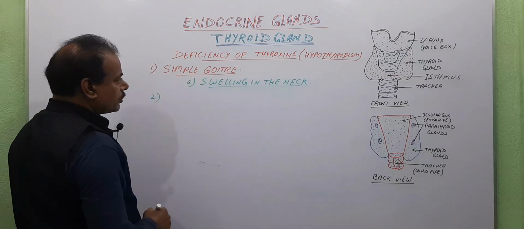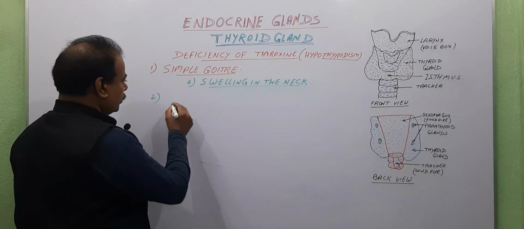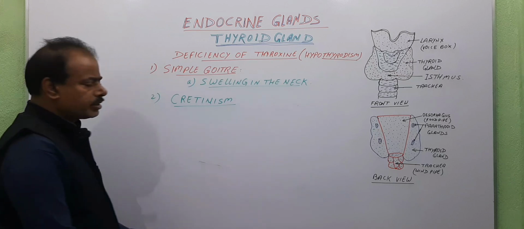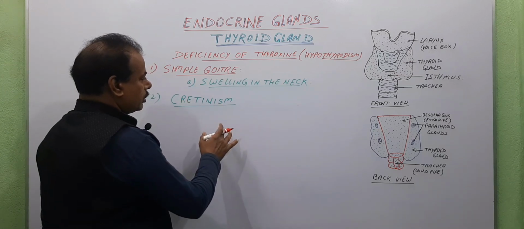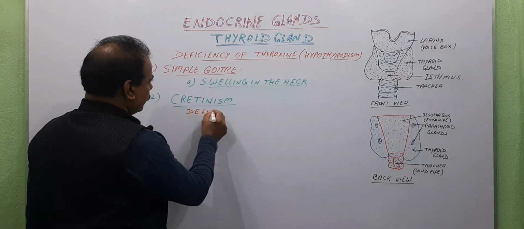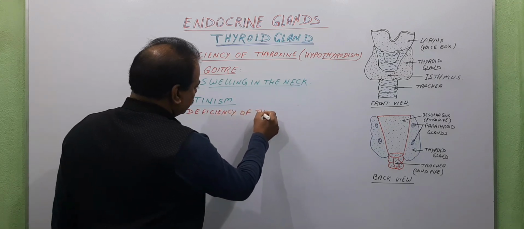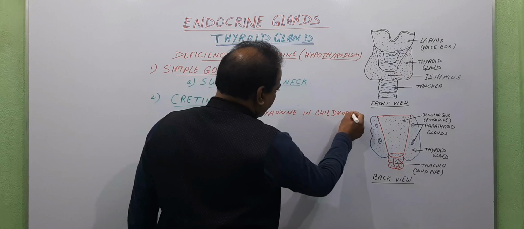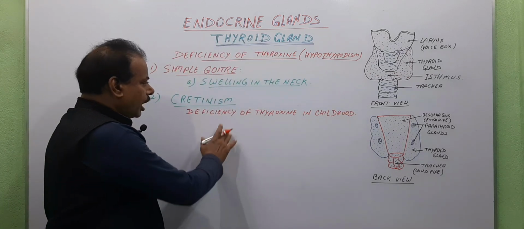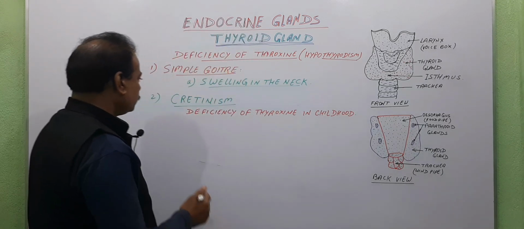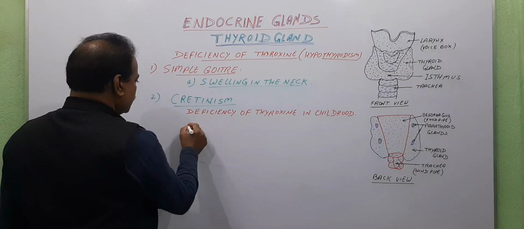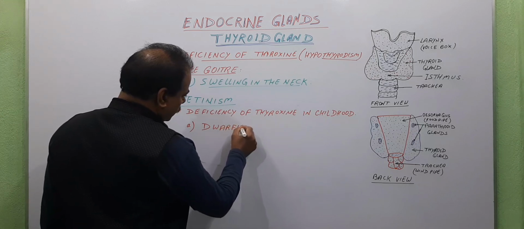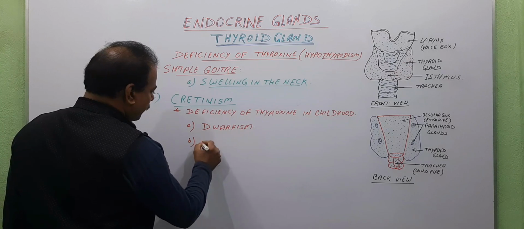The second disease, which is caused due to deficiency of thyroxine in children or childhood, is cretinism. So cretinism is the disorder caused due to deficiency of thyroxine in childhood. Actually, it is caused due to abnormal growth of thyroid gland in the children. The most important symptoms are dwarfism, and number two, mental retardation.